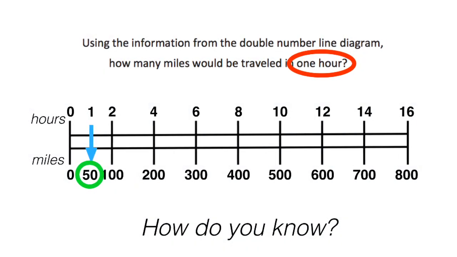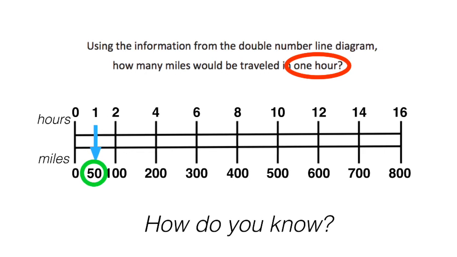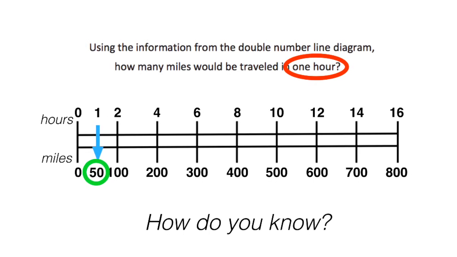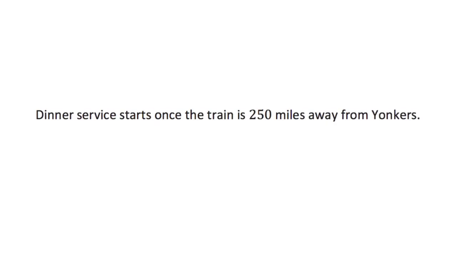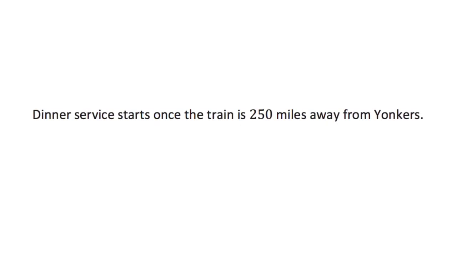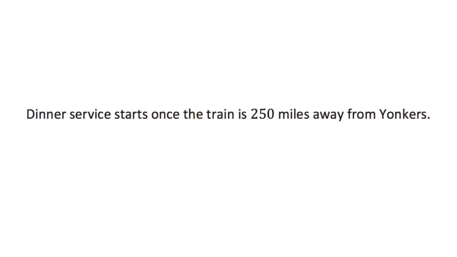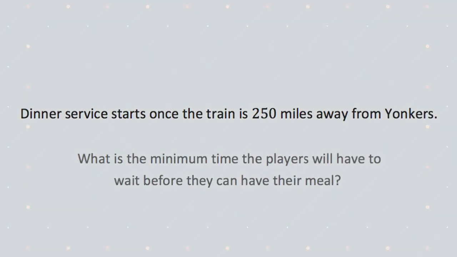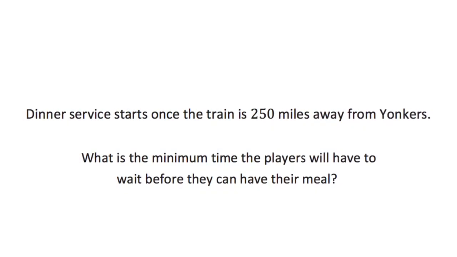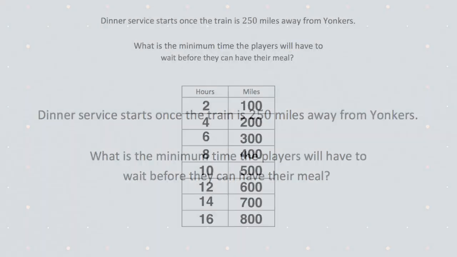Now that we just discussed it and you thought about it, answer this question. How do we know that at 1 hour they would have traveled 50 miles? Okay, now here's some new information. On this train, the dinner service, on which they serve the kids dinner, starts once the train is 250 miles away from Yonkers. What is the minimum time the players will have to wait before they can have their meal?